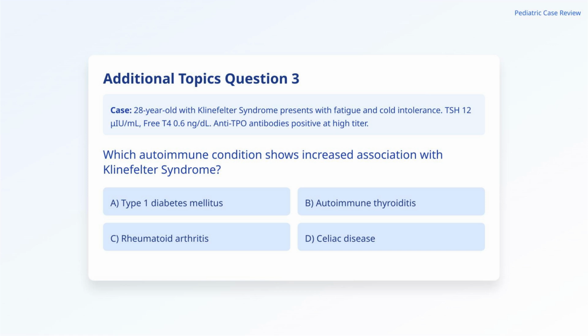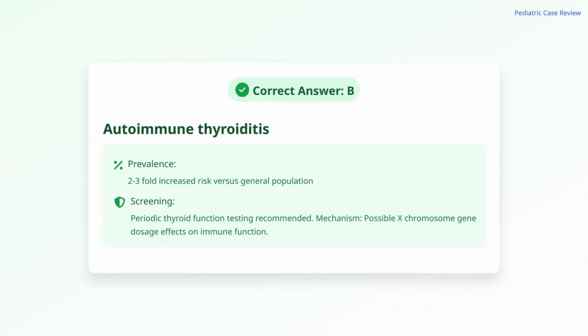Case scenario: a 28-year-old male with Klinefelter syndrome presents complaining of fatigue and cold intolerance. Laboratory studies reveal thyroid-stimulating hormone of 12 microinternational units per milliliter and free thyroxine of 0.6 nanograms per deciliter. Antithyroid peroxidase antibodies test positive at high titer. Question: which autoimmune condition shows increased association with Klinefelter syndrome? Option A, type 1 diabetes mellitus. Option B, autoimmune thyroiditis. Option C, rheumatoid arthritis. Option D, celiac disease. The correct answer is B, autoimmune thyroiditis.